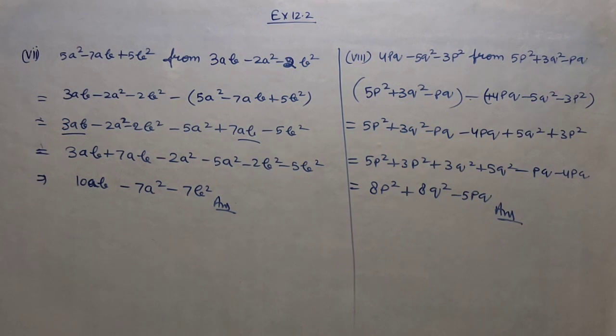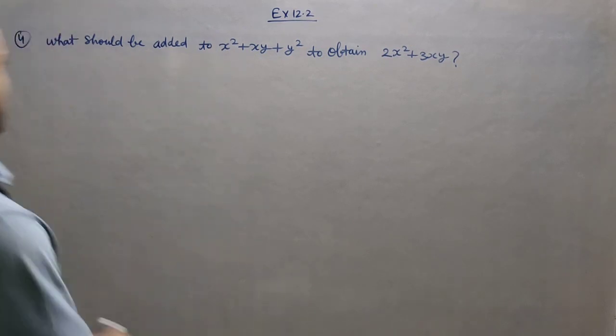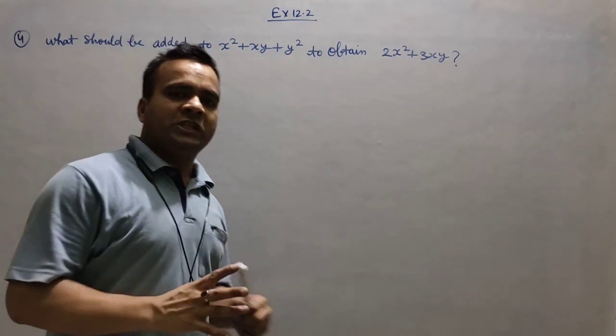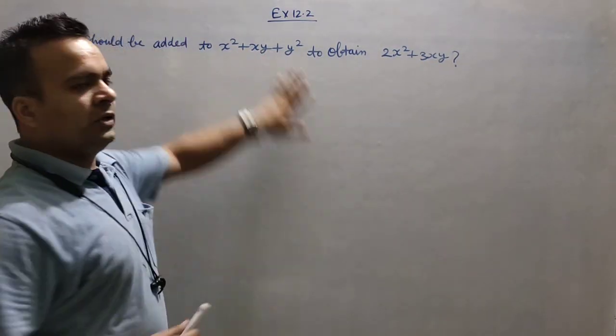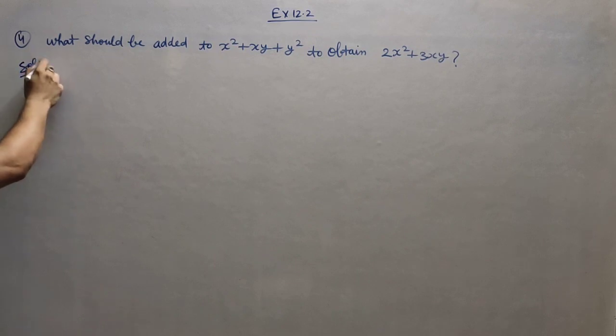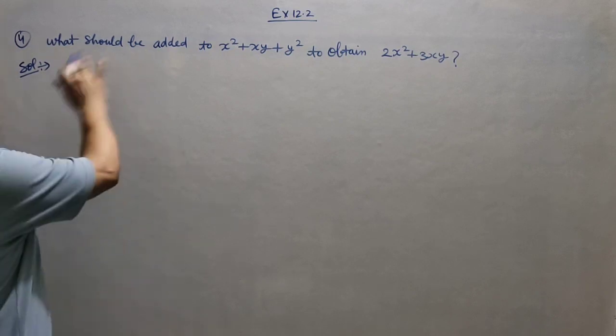Now I am coming to question number 4. What should be added to x square plus xy plus y square to obtain this one? Okay, whenever you face these types of questions you have to be very specific, go according to the question. Okay, now I am starting the solution. Please see here carefully so that you can understand what I am doing, which approach I am using here. What should be added?